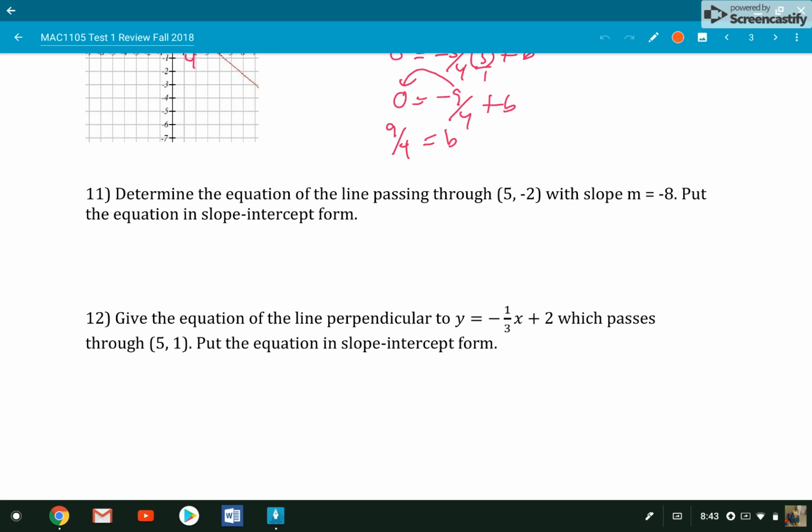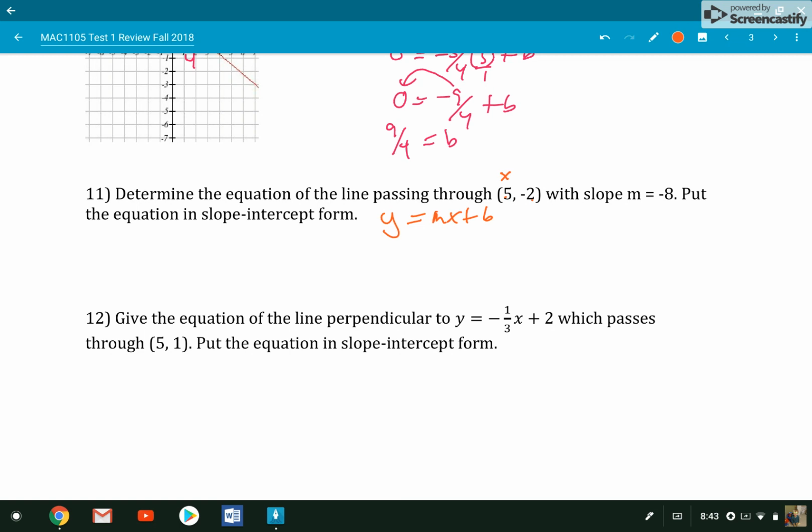Right, picking up with our linear functions here. Number 11, determine the equation of the line passing through the point (5, -2) with a slope m of -8. Put the equation in slope-intercept form. And so once again, that is y equals mx plus b. I know my slope already is -8, the m, so I just have to find out, well, what's the b? And I can use these values to figure that out.